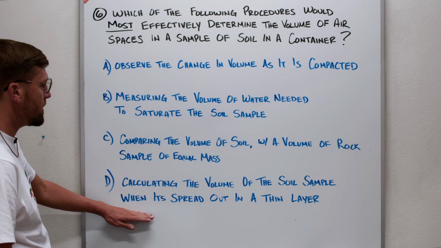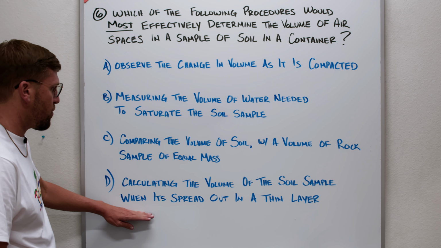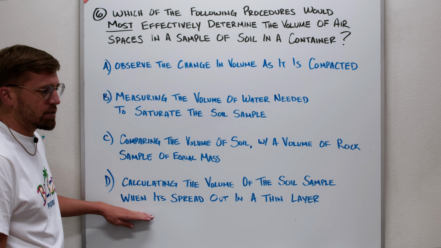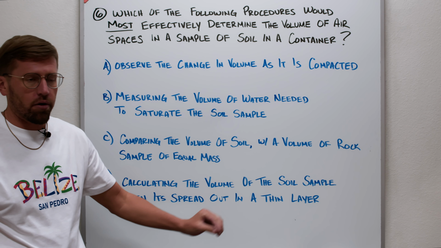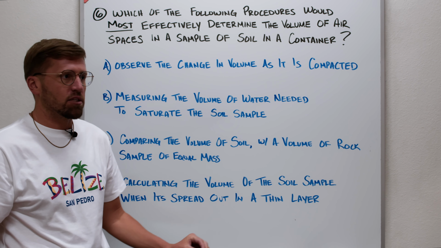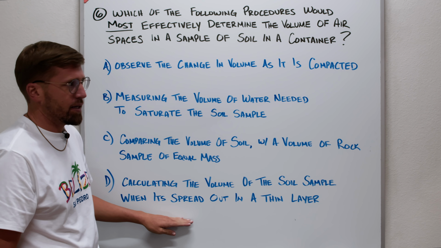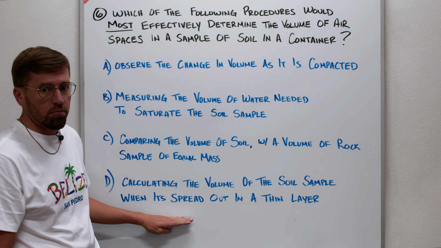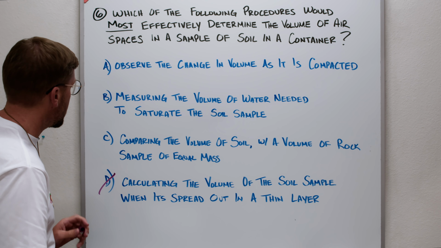D says calculating the volume of a soil sample when it's spread out over a thin layer. Well, whether that sample is concentrated in a column that goes straight down 6 feet or spread out, that doesn't really help us, because we know that based off of the original question, there's still going to be air pockets in that soil. Whether we change the shape of the soil, that does not really help us determine how much air is in that, so D is not a good choice.